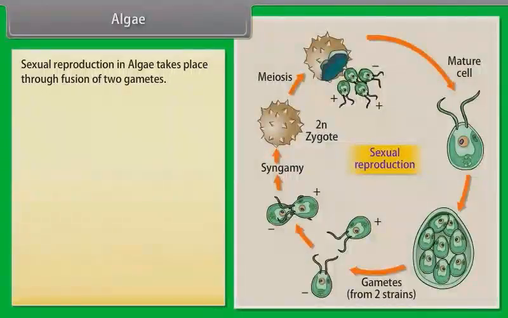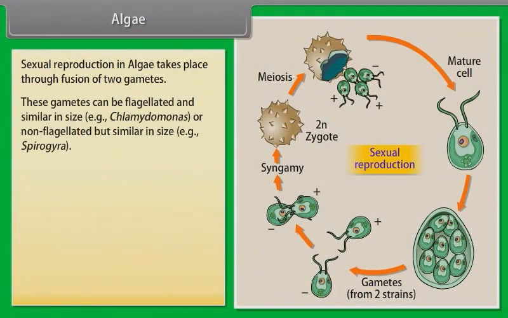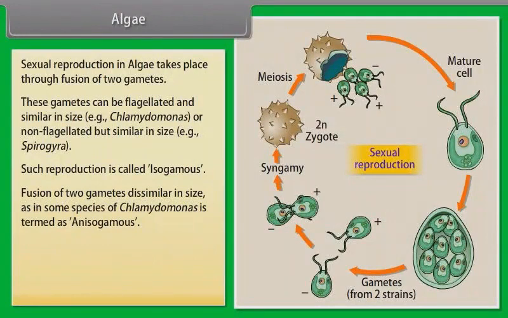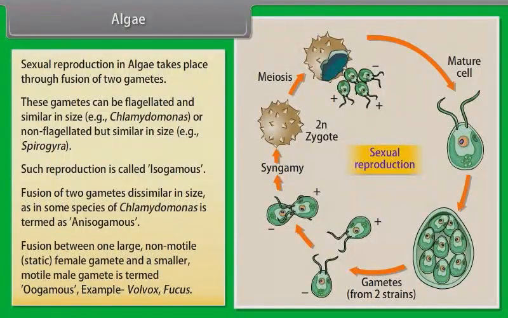Sexual reproduction in algae takes place through fusion of two gametes. These gametes can be flagellated and similar in size, for example, Chlamydomonas, or non-flagellated but similar in size, for example, Spirogyra. Such reproduction is called isogamous. Fusion of two gametes dissimilar in size, as in some species of Chlamydomonas, is termed anisogamous. Fusion between one large, non-motile, static female gamete and a smaller, motile male gamete is termed oogamous, for example, Volvox, Fucus.